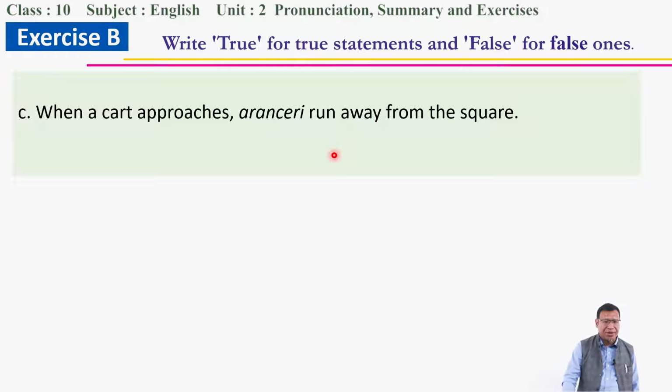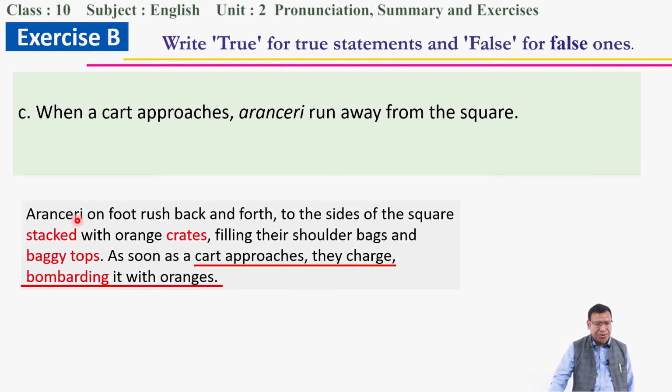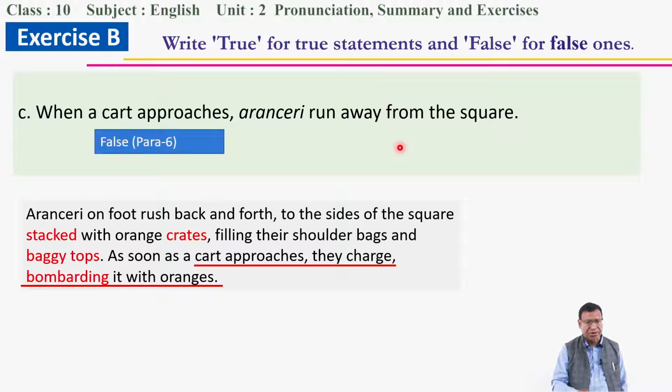When a car approaches, Aranchari run away from the square. Is it so? What happens? Look at the information. You have to look at the keywords like the car approaches, then Aranchari run, square. You have to look at the important words there. Then here you can see car approaching, car approaching, bombarding it with oranges, and then it's all about Aranchari. So with all this information, do you think that when the car approaches, Aranchari run away from the square, or they bombard it with oranges? When they bombard it with oranges, there is no chance that they run away. Therefore this statement is false.